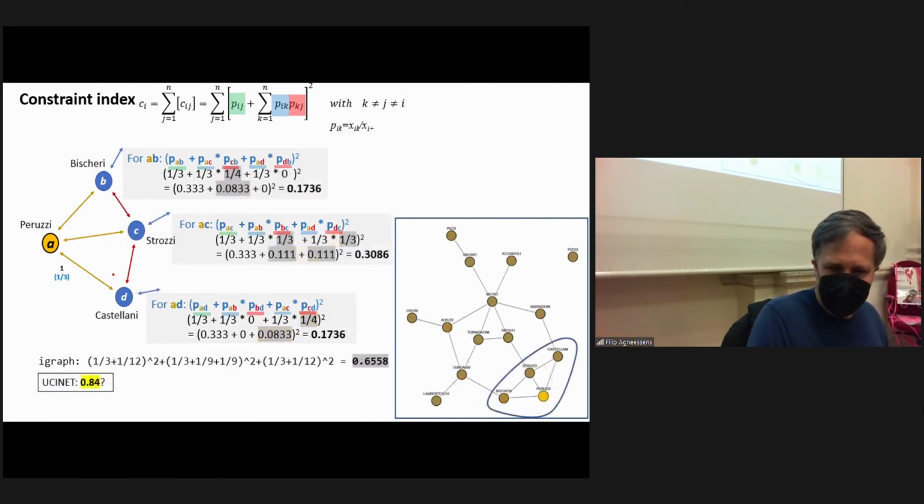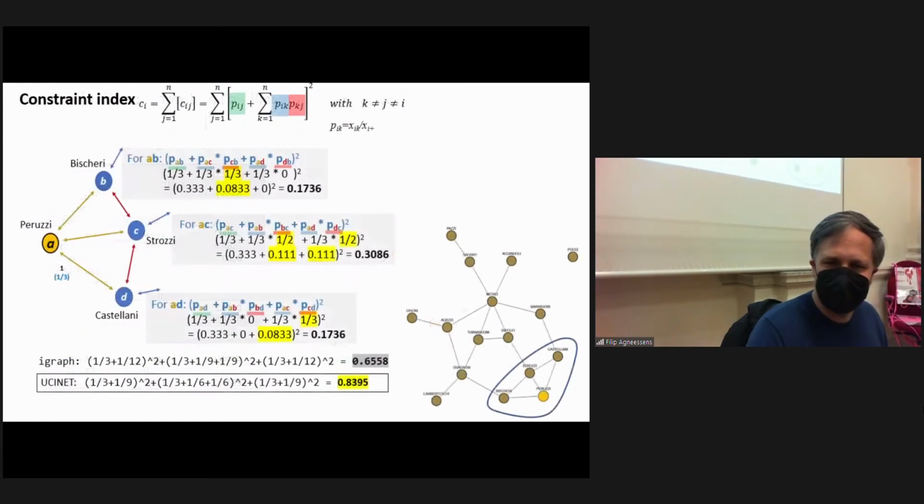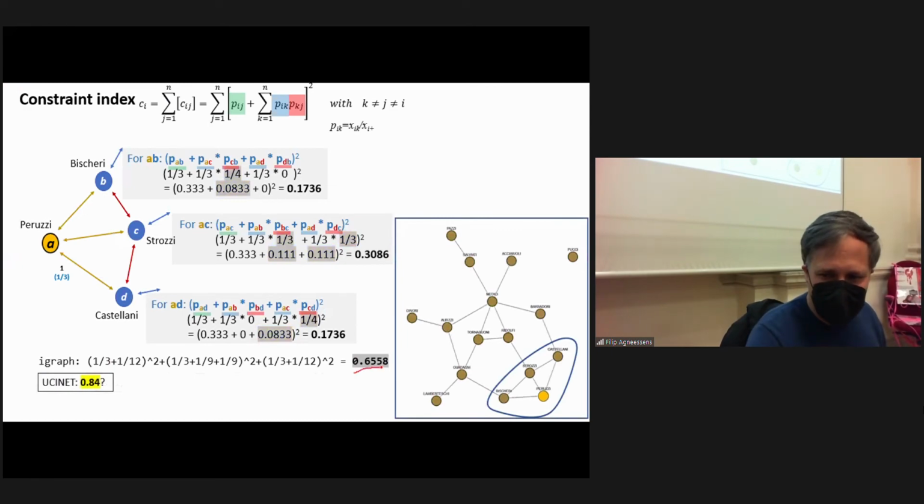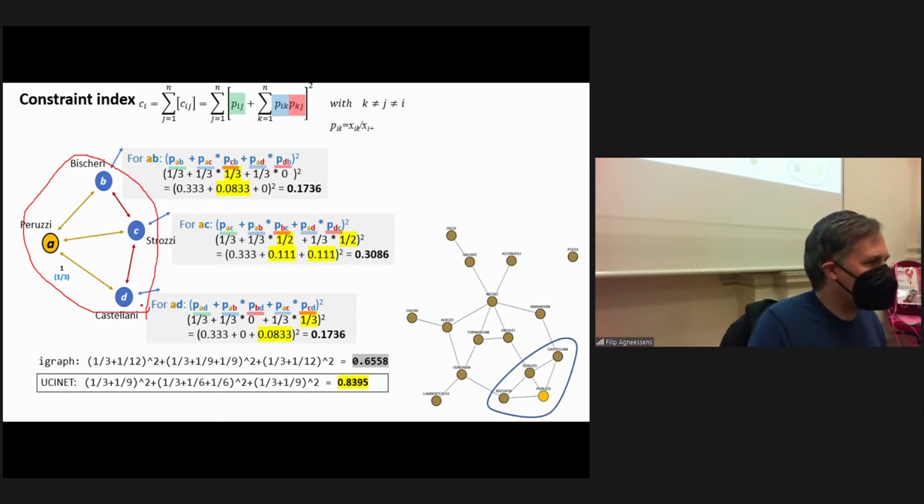So what happens if we go further? There are more connections. Well, this value increases slightly. So when I have the gratings, it's the iGraph value. If I calculate the yellow things, it's actually the UCINET version, or the classic Burt version, which does not take into account the blue ties. Okay, are there any questions?